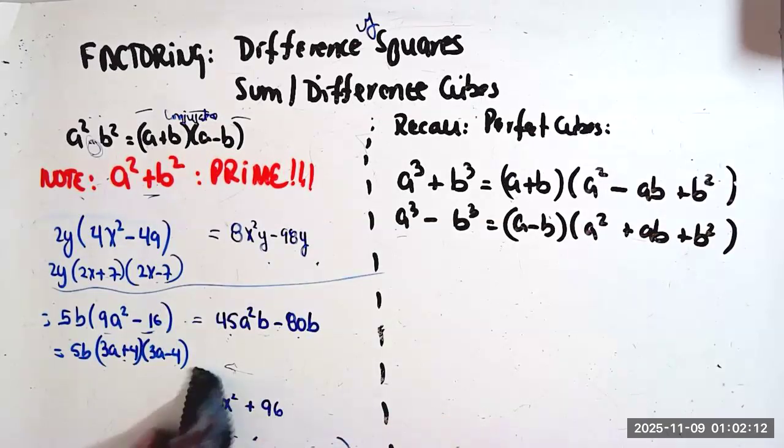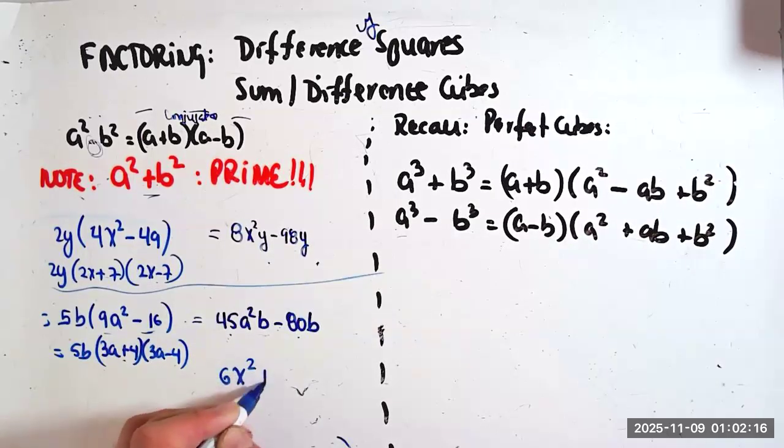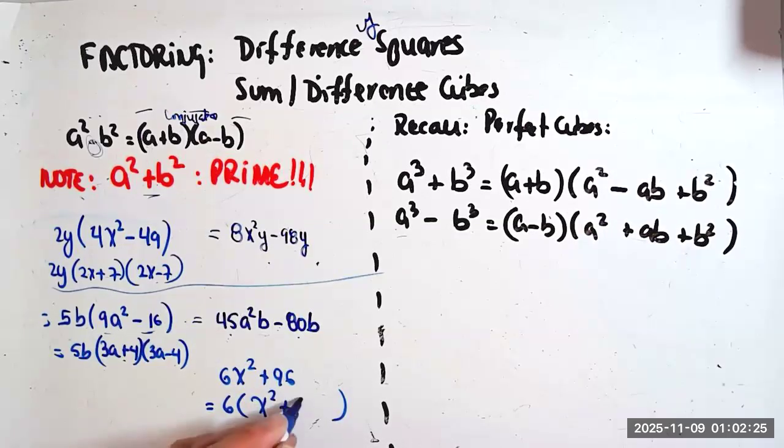This was 6x squared plus 96. Let me just write it down a little bit here. 6x squared plus 96. I can factor out the 6. I have what? x squared plus 16.